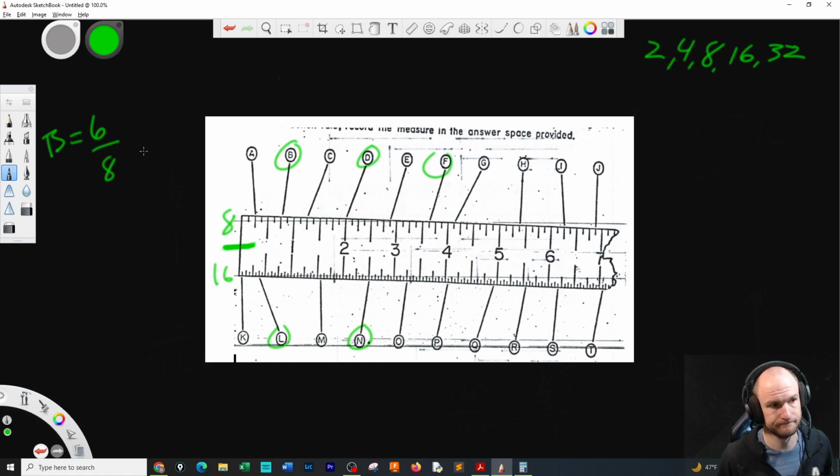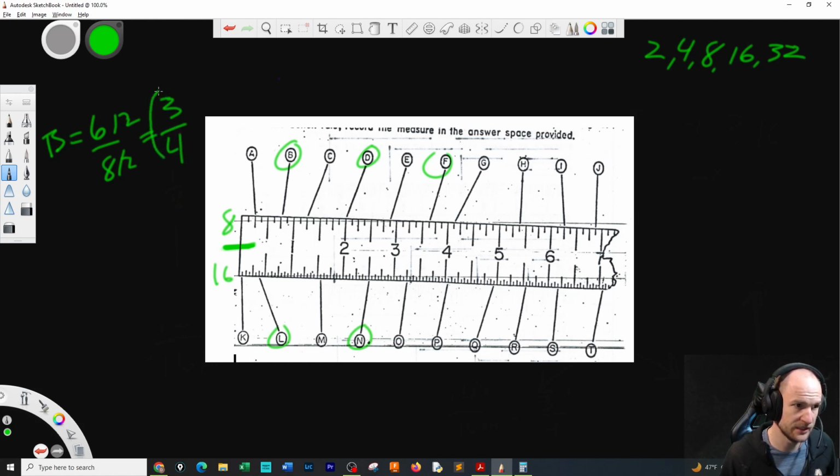But this top number is even, so it won't do. So the greatest common factor I can think of is 2. So I'm going to divide both sides by 2, which will get me 3 over 4. And that is the final answer for B. So B is 3/4 when it's reduced. And that's good for B.